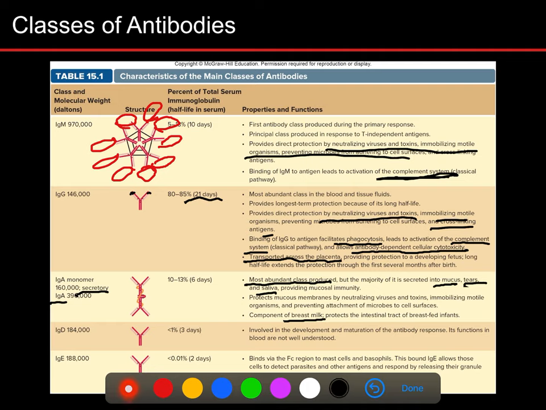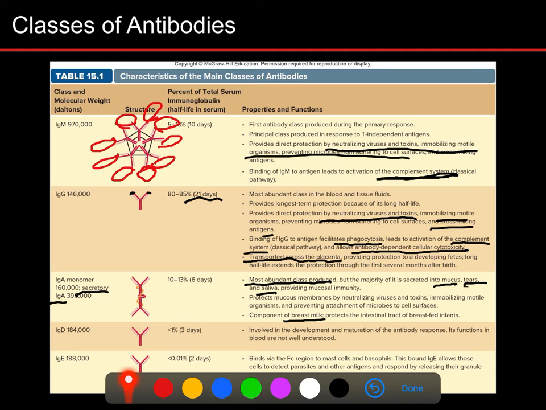IgD. So IgD's function is not well understood. When it's found in the blood, which is very rarely, there are very small levels of it. And when it's found in the blood, we don't know what it's doing there.